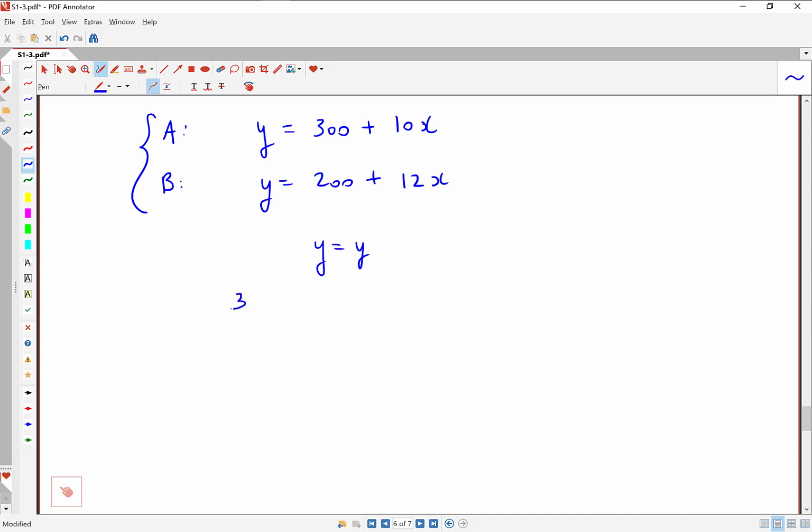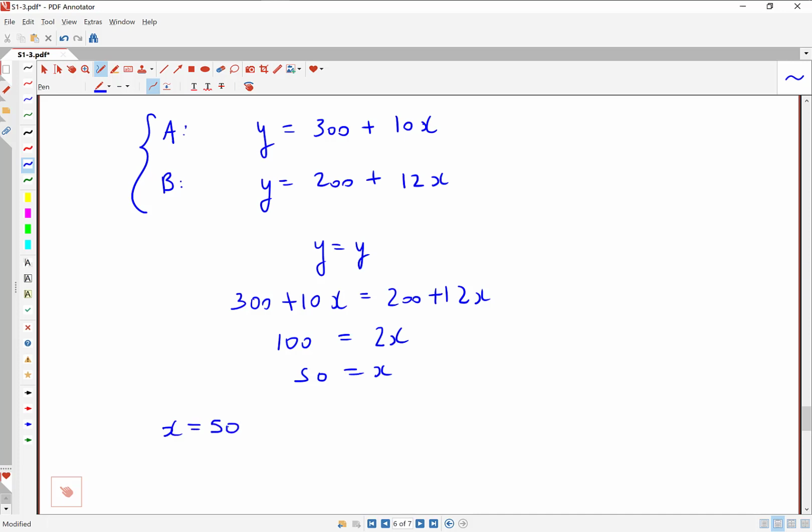So from the first equation, 300 plus 10x, and from the second equation, 200 plus 12x. We're going to subtract 200 from both sides, and we can also subtract 10x from both sides. So 100 is equal to 2x. If we divide through by 2, 50 is equal to x. All right, so half the battle is done.